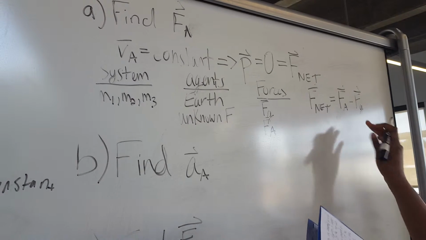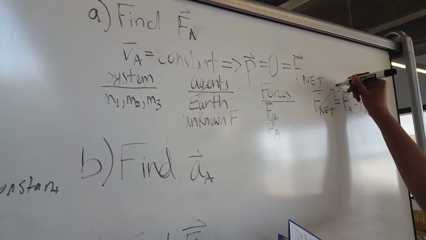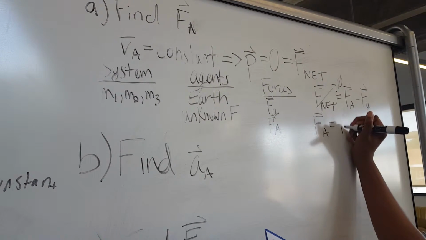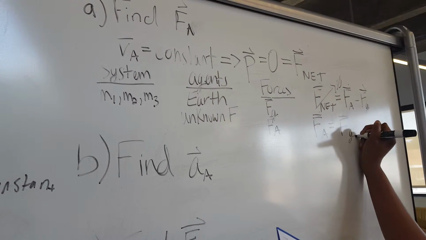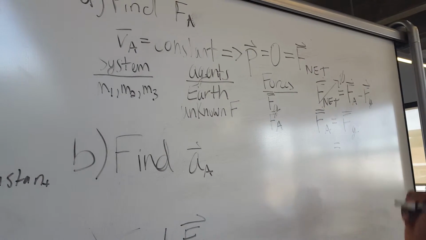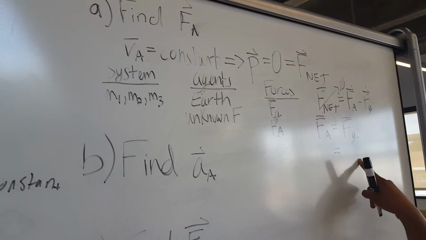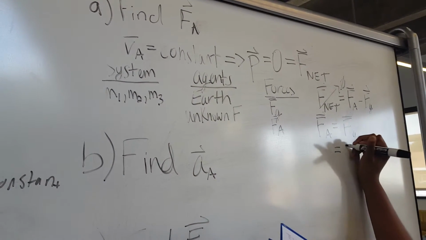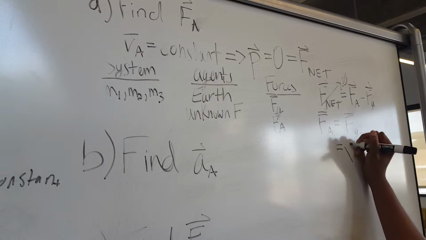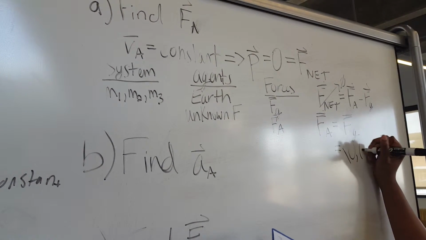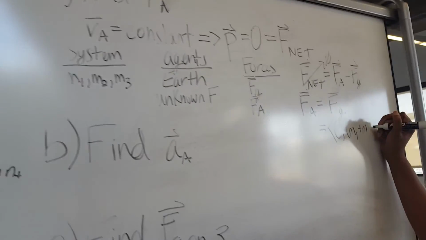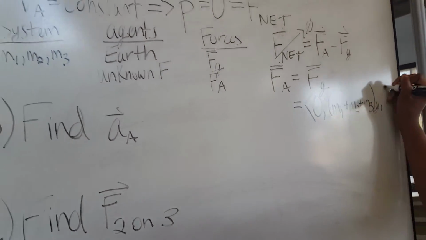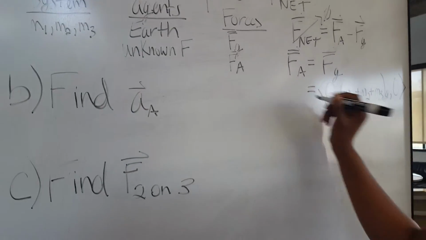And then we can move this over, since we know F net is 0, Fa will be equal to Fg. The force of gravity is equal to masses times the g constant, and we'll have to include all three masses that we include in our system. So we have to write this as a vector: 0, M1 plus M2 plus M3, all times gravity, and that'll be our answer for Fa.